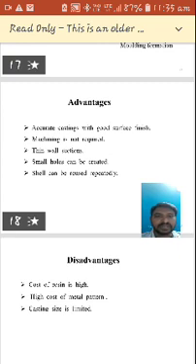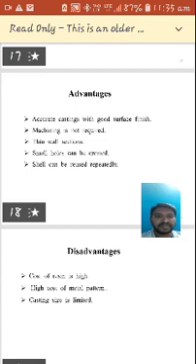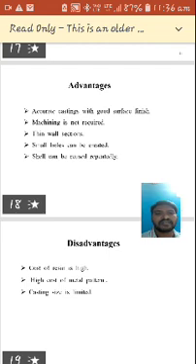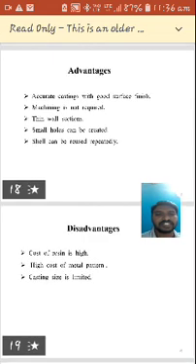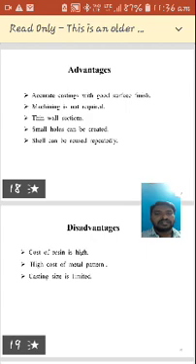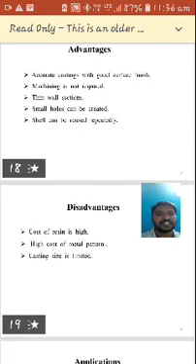Accurate casting with good surface finish. By using this we can get a very good surface finish, so machining is not required, and we can get accurate dimensions. We need not remove the extra material from the mold. Here we can get thin wall sections, small holes can be created, and the thin shell can be reused repeatedly.